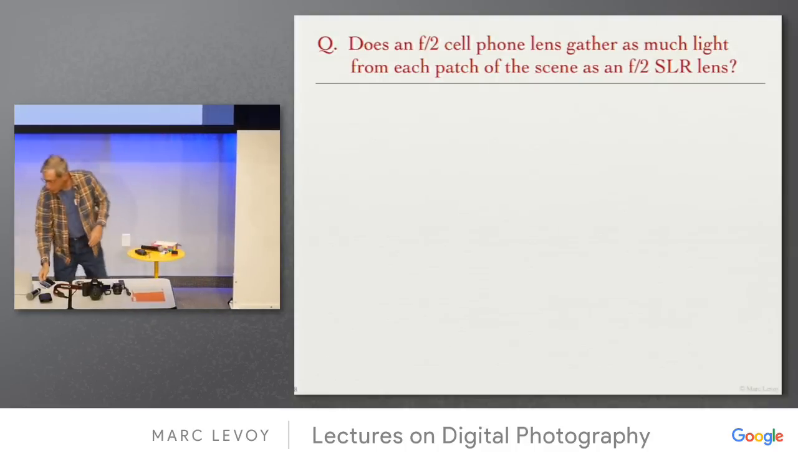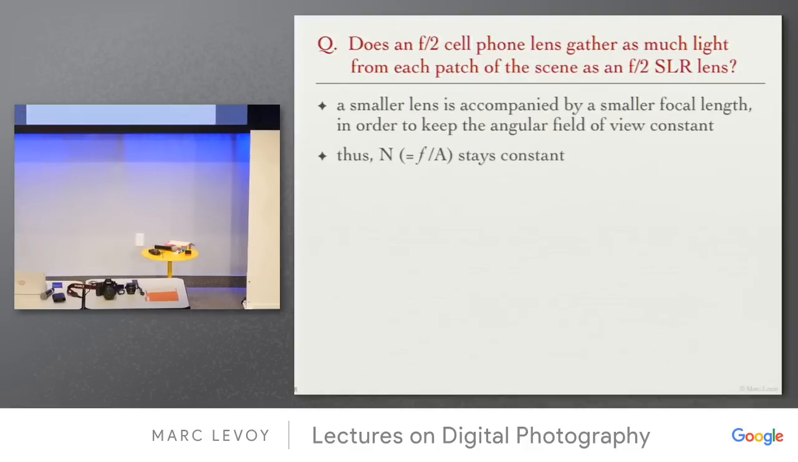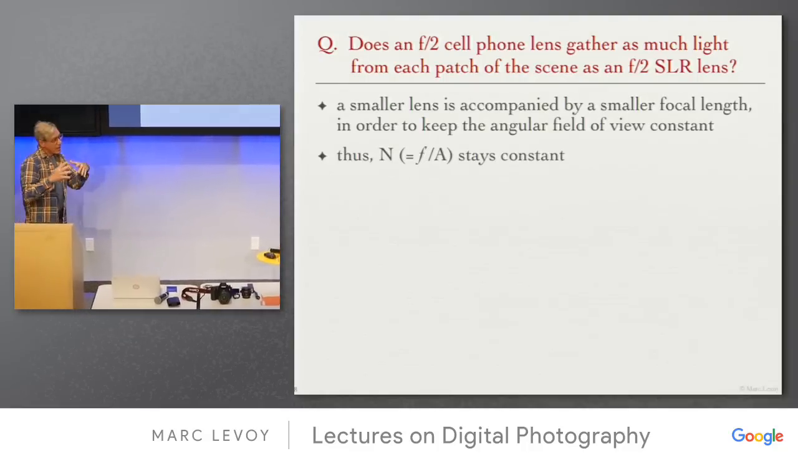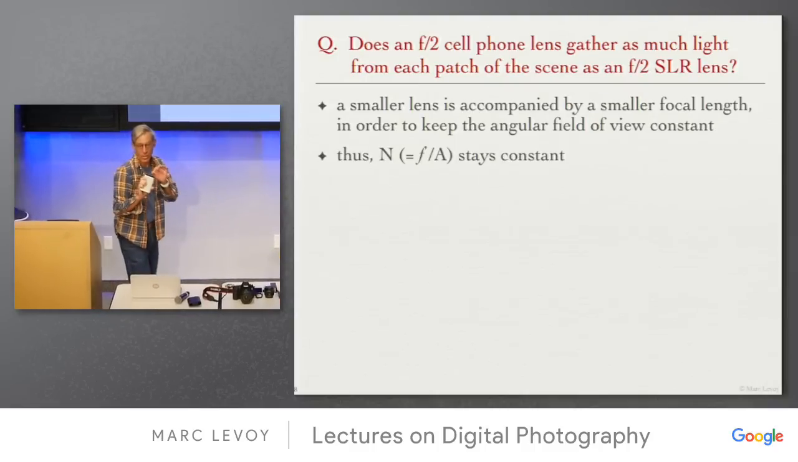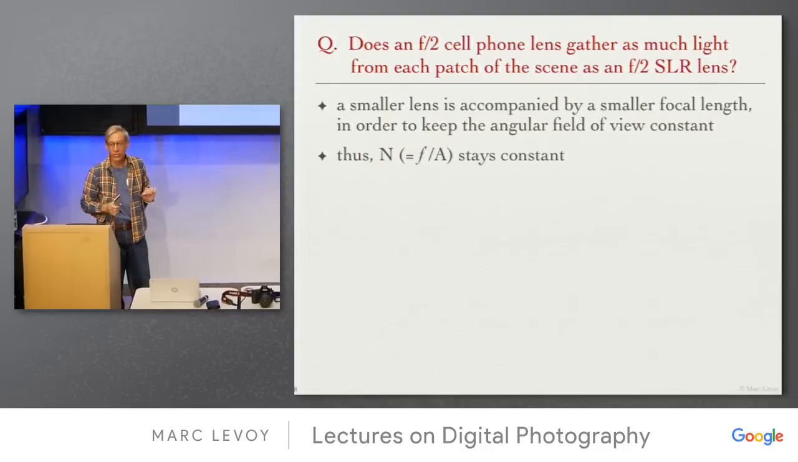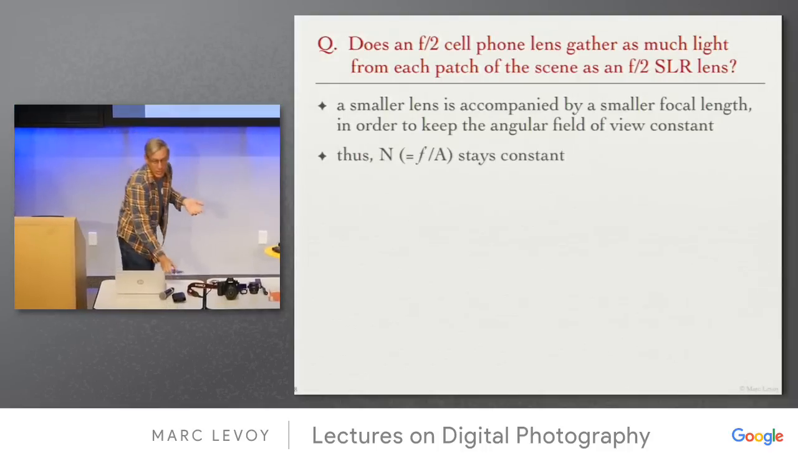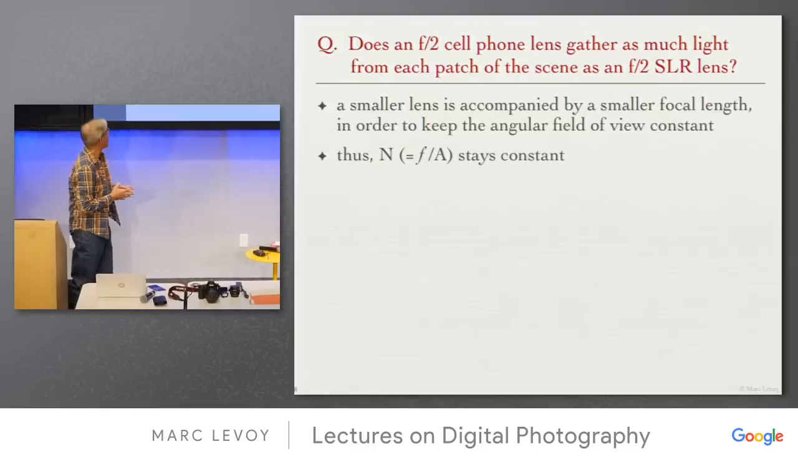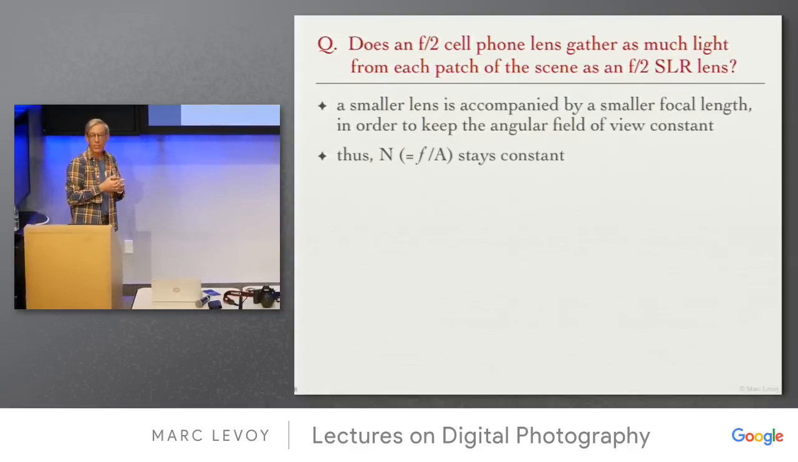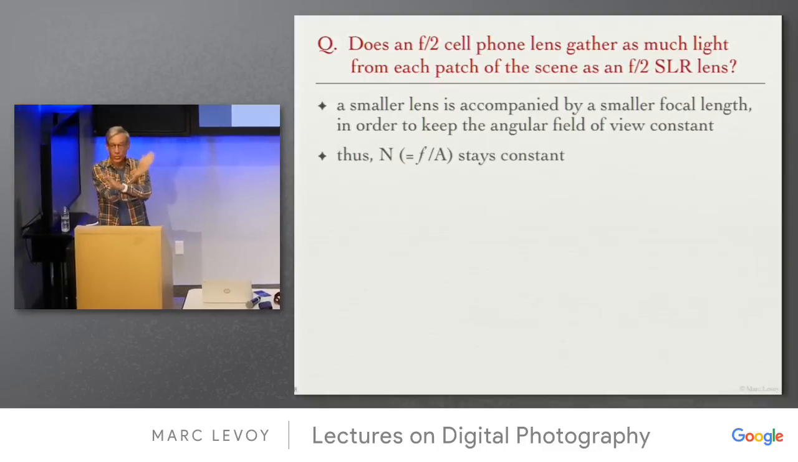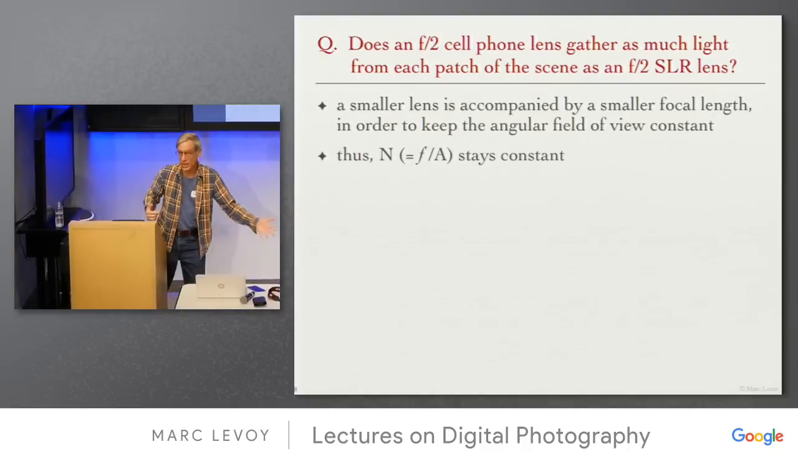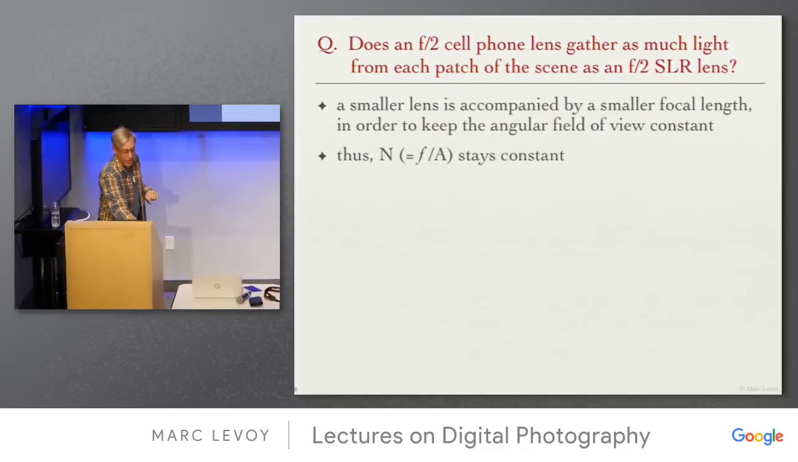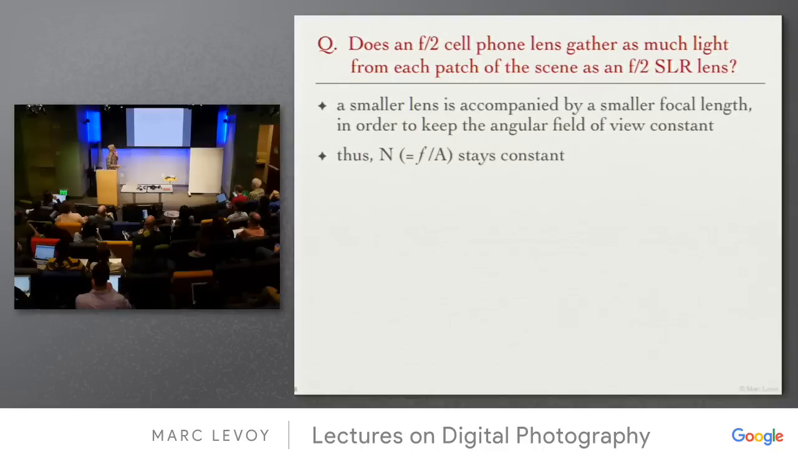Okay, so let's work through some properties. A smaller lens, like the one on a cell phone, is typically accompanied by a smaller focal length, so you can fit it into a nice thin phone. And by decreasing the focal length at the same time you decrease the size of the lens, you keep the angular field of view about the same, and the f number then stays constant because it's f over A. All right, so this is f2, just like an SLR can have an f2 lens. All right, that's part of the discussion.